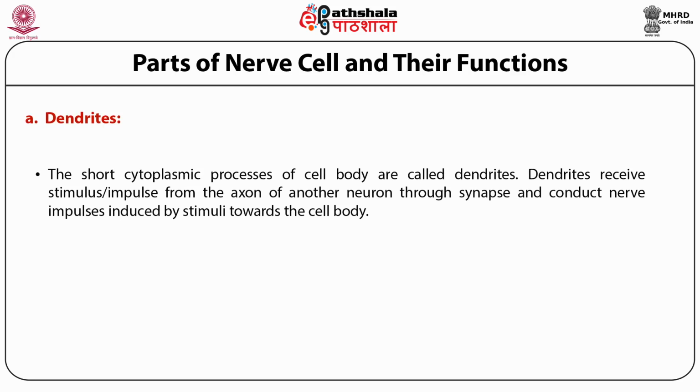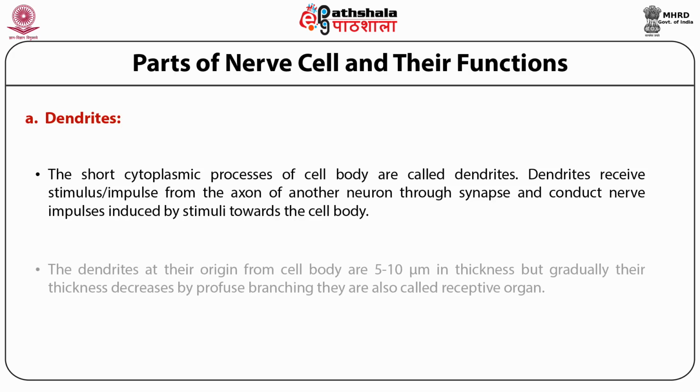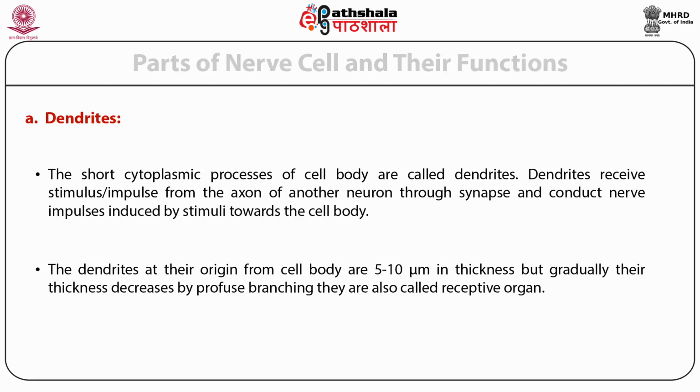Dendrites are the short cytoplasmic processes of the cell body, and these dendrites receive stimulus or impulse from the axons of the other neuron through synapse and conduct nerve impulses induced by stimuli towards the cell body. The dendrites at their origin from the cell body are 5 to 10 micrometers in thickness, but gradually their thickness decreases by profuse branching. They are also called receptive organs.